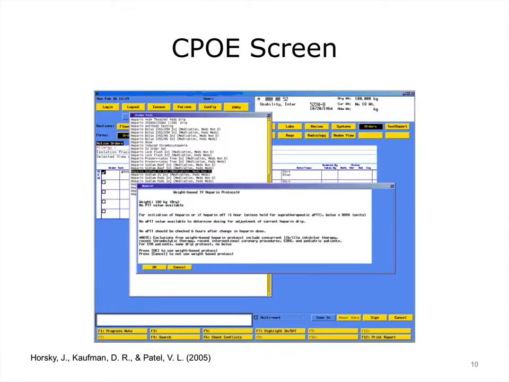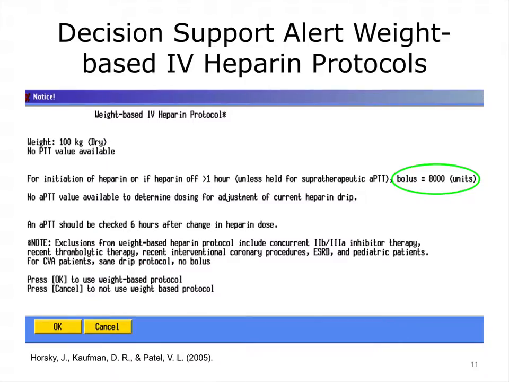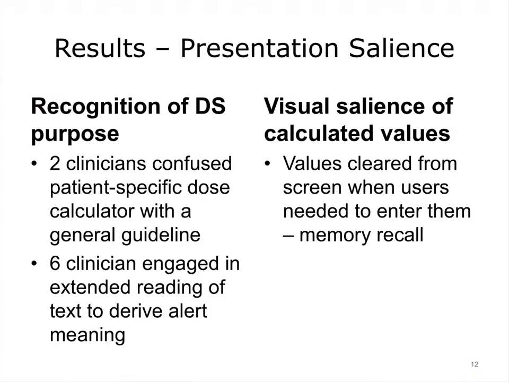This is the CPOE screen seen by the clinicians. In the scenario, they were in the midst of ordering and an alert screen popped up. Let's take a closer look at the alert screen. Alerts are often constituted by remarkably complex messages. The critical information is that the appropriate dose should be a bolus of 8,000 units. But the key information is embedded in an extended text and not readily visible amidst the busy message. Not surprisingly, the clinicians experienced difficulty drawing the correct inference from the alert. This resulted in considerable confusion and extended periods of time to process the alert.